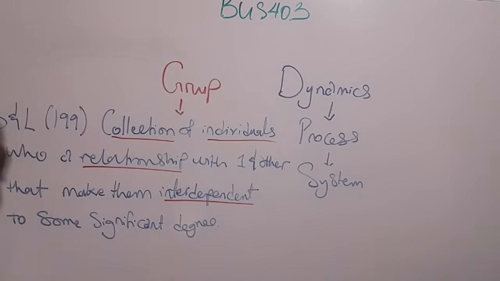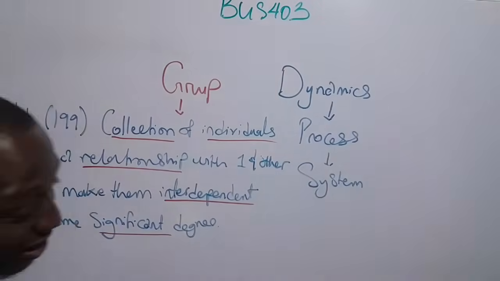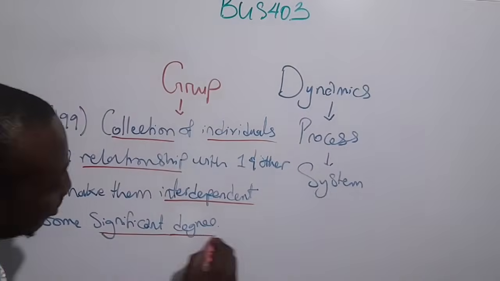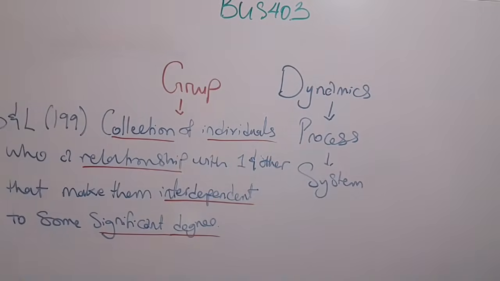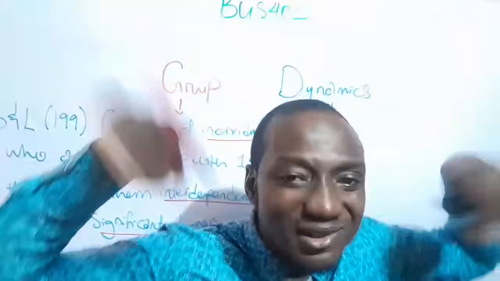Then this interdependence has a stopping line, a cross line. The cross line is to a significant degree. This relationship is determined based on something, not based on everything.